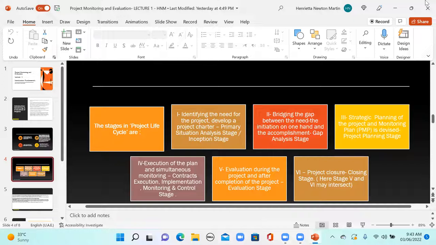The fifth part of it is evaluation during the project, and after the completion of the project. The evaluation stage is almost near the commissioning stage. And the last stage is the project closure. That is at the time of the final delivery, saying that everything is fine, and the employer, the one who has initiated the project, gives them a certificate saying that everything is fine now. They give them a closing certificate, or a commissioning certificate. There are different names depending upon what it is. So they say, okay, now we give you a closing certificate that everything is done, and then they close the project.